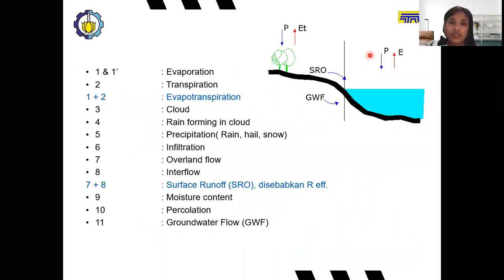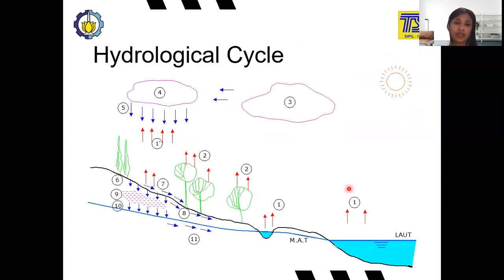Yeah, so this is the answer. From 1, 2, 3: cloud, rain forming cloud, precipitation. For the second one, it is the overland flow. Not all the water from the rainfall is going to the soil, but some also goes onto the surface of the soil. You can see here number 7 is going in that direction, but number 6 is going inside the ground.